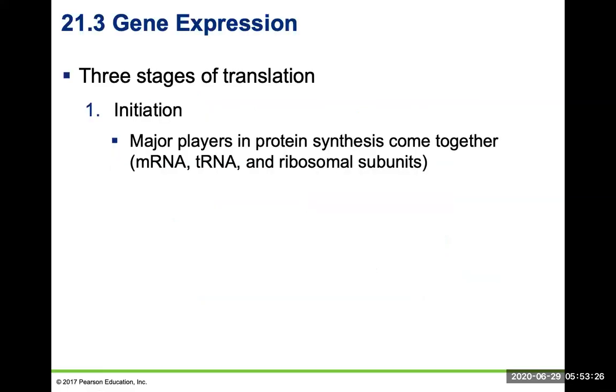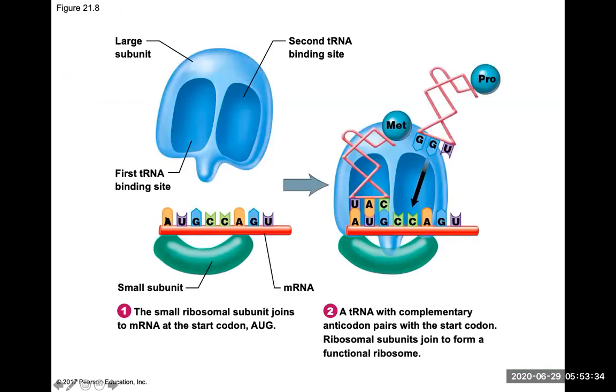These are the three stages of translation. Initiation is when everything comes together: the subunits, the mRNA and the tRNA. So here's your mRNA coming through the small subunit, the large subunit binds on, and then we get tRNA, which again contains the anticodon, which will line up with the codon of the mRNA. And at the end of each tRNA, we'll have the amino acid that it's bringing in.